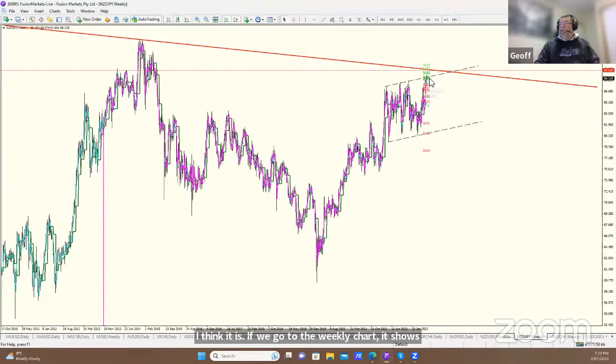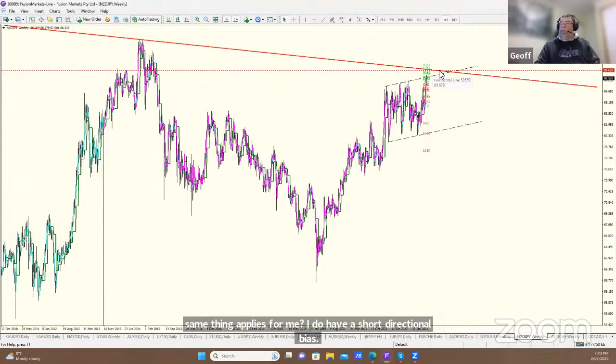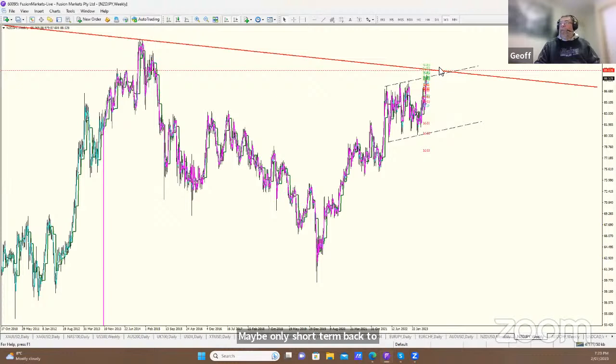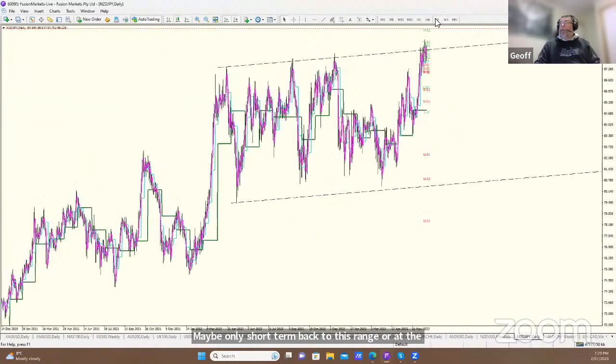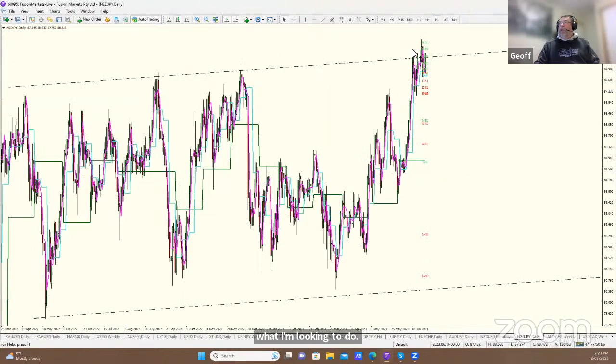Now, does that mean we go short right now? Well, the same thing applies for me. I do have a short directional bias, maybe only short term, back to this range or the bottom of this channel, if you like. But that's exactly what I'm looking to do. So I need price to give me a clue as to whether we are at that level I spoke about, which is 89.5, up here, another 100 pips actually. Or are we going to reverse now?